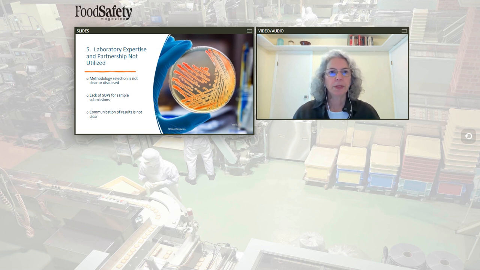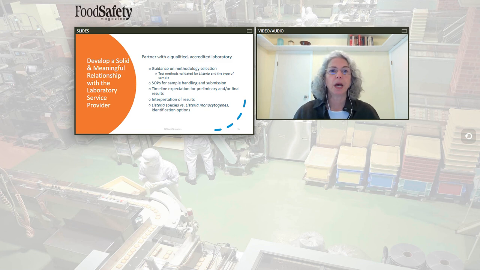The fifth area that I wanted to mention is really around laboratory expertise being underutilized. And this has revolved around three main areas: methodology selection not being discussed, a lack of SOPs for sample submissions, and then communication of results not being clear. So things that you can do: make sure you partner with a qualified, accredited laboratory. Your laboratory is your go-to partner. It's not all about the cost. It's about what value they are bringing to the partnership, to the relationship.